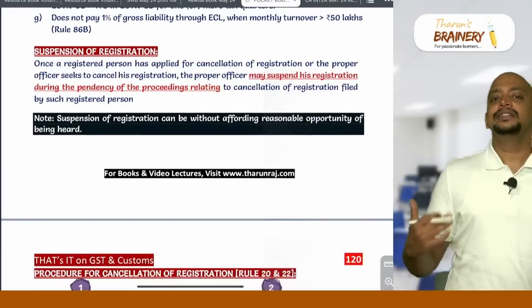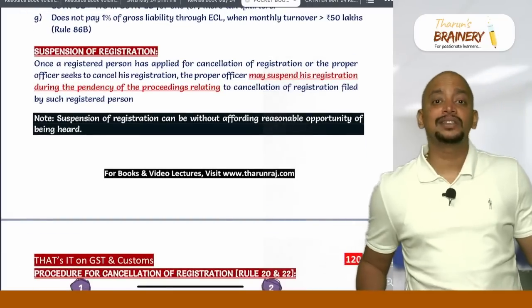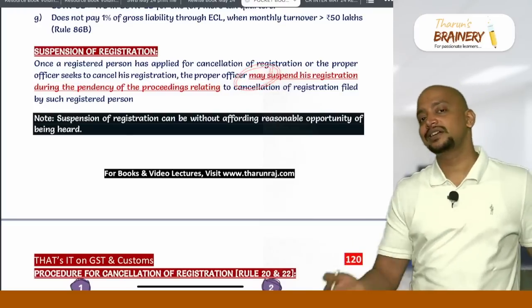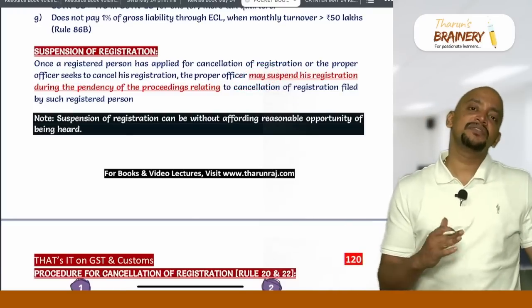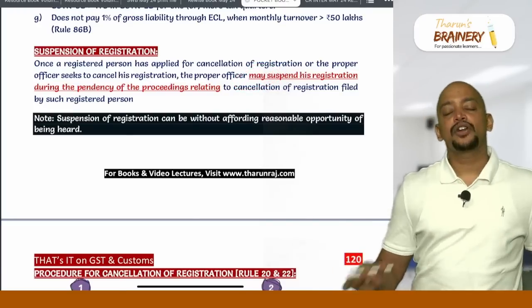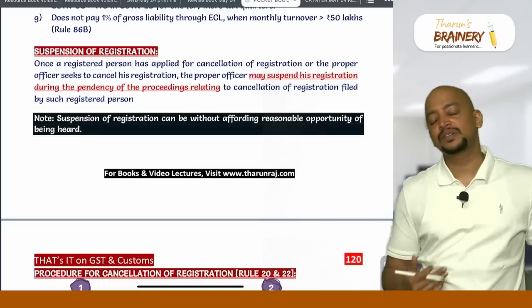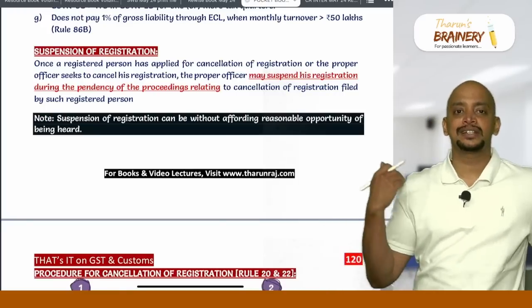Then whenever they initiate cancellation of registration, they may suspend our registration. Suspension of registration is not mandatory, it is optional. And during the period when our registration is suspended, for our outward supplies we cannot give the tax invoice and recover the GST. For our inward supplies we cannot avail ITC, and therefore the returns cannot be filed.